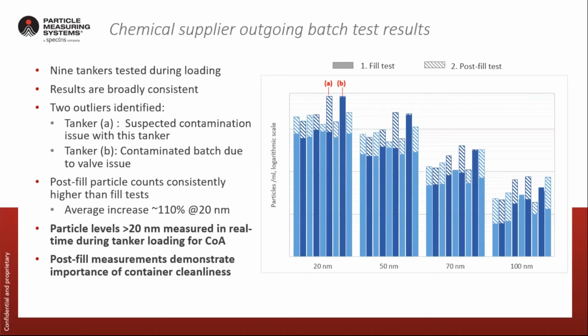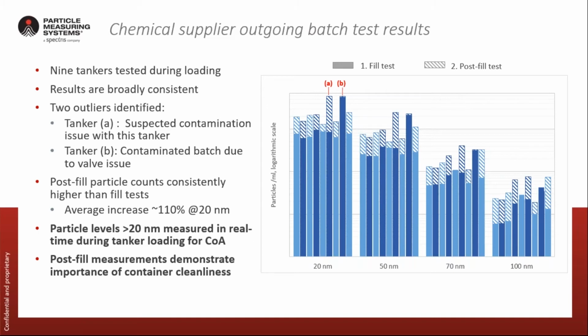And the results are shown here for 9 tankers tested during loading. The solid bars on the bar chart show the particle counts in the chemical while it's being loaded during the fill test for each particle size. And the striped bars show the increase in the particle counts for each measured during the post-fill test. And overall, we found the results were broadly consistent, but there were two clear outliers identified.